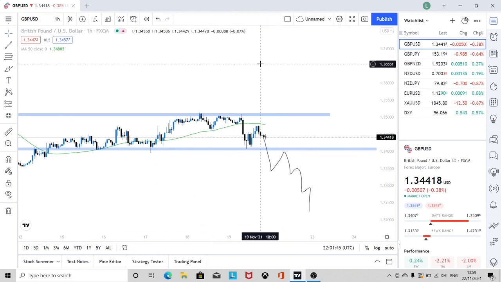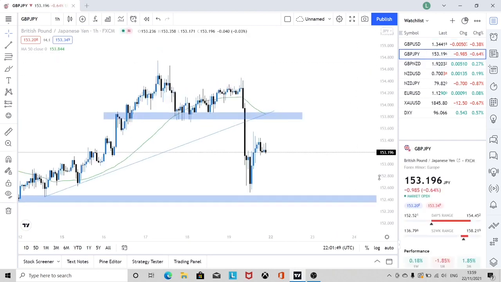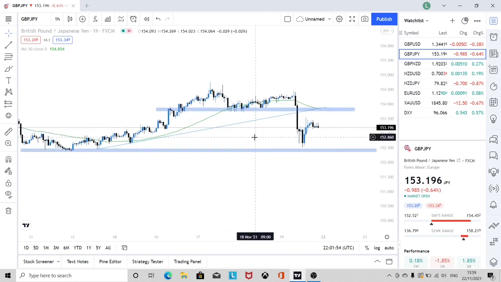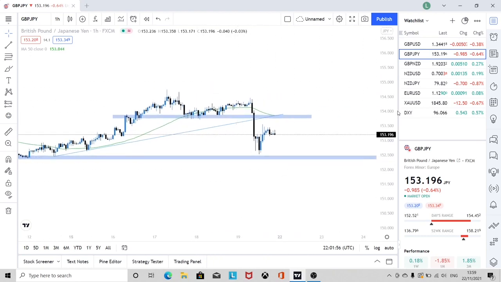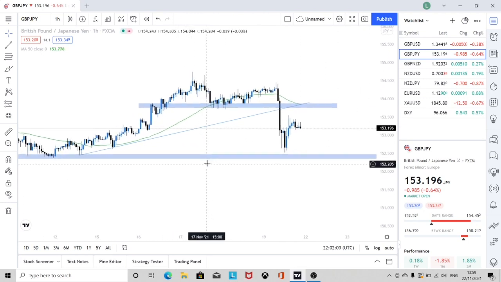Either way, that's what I'm looking for. On to GBP JPY. Similar story. This would have once again been a good trade. I was actually going to take this, but because of the leverage on my under account that I'm using, I couldn't actually take this trade.